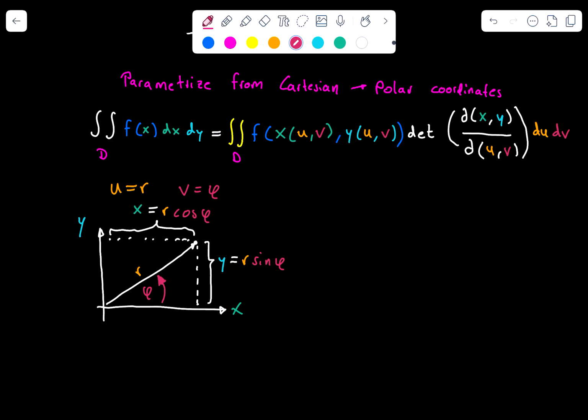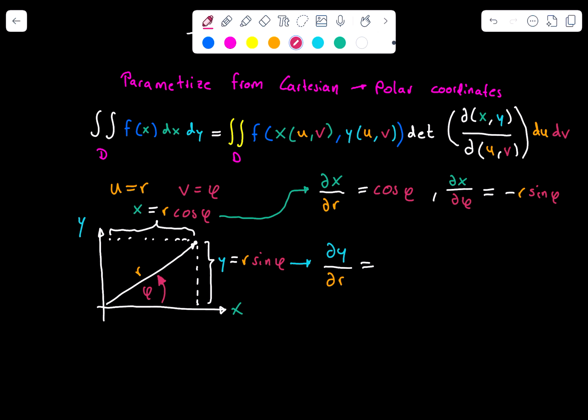Next, we calculate the partial derivatives of x and y with respect to r and phi. This helps us build the Jacobian matrix, which scales areas properly in the new coordinate system. We start with x equals r times cosine of phi. The derivative of x with respect to r is cosine of phi, and with respect to phi, it's minus r times sine of phi. For y, which is r times sine of phi, the derivative with respect to r is sine of phi, and with respect to phi, it's r times cosine of phi.